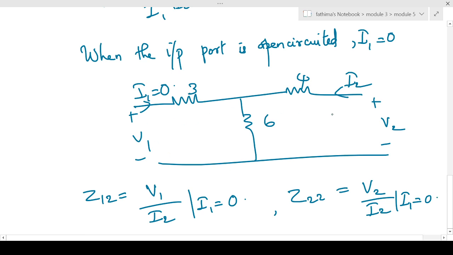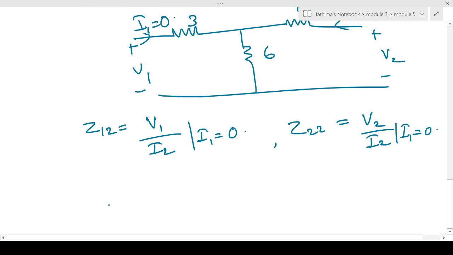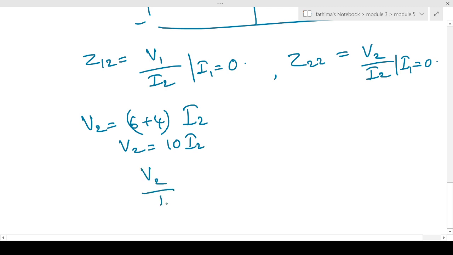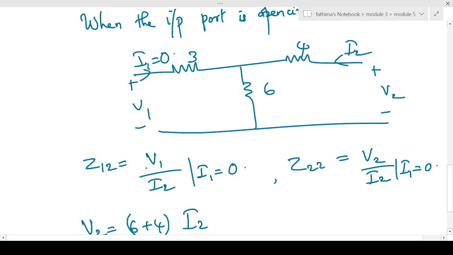Since I1 is equal to 0, V2 will be equal to 4 plus 6 times I2, or V2 is equal to 10 times I2. This I2 current will be flowing through this 4 and 6 ohm. So V2 is equal to 6 plus 4 into I2, or V2 is equal to 10 times I2, or we can write V2 by I2 is equal to 10. This is Z22. So Z22 is V2 by I2 with I1 equal to 0, and we have obtained that as 10. Now we have to find what is V1 by I2.